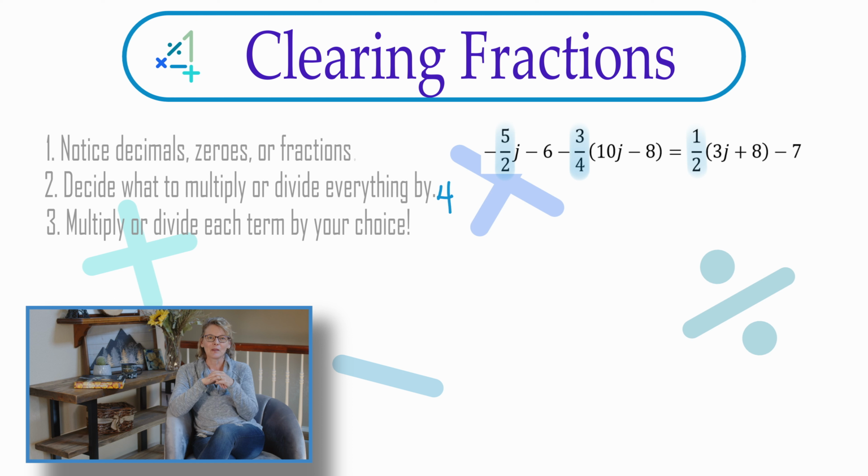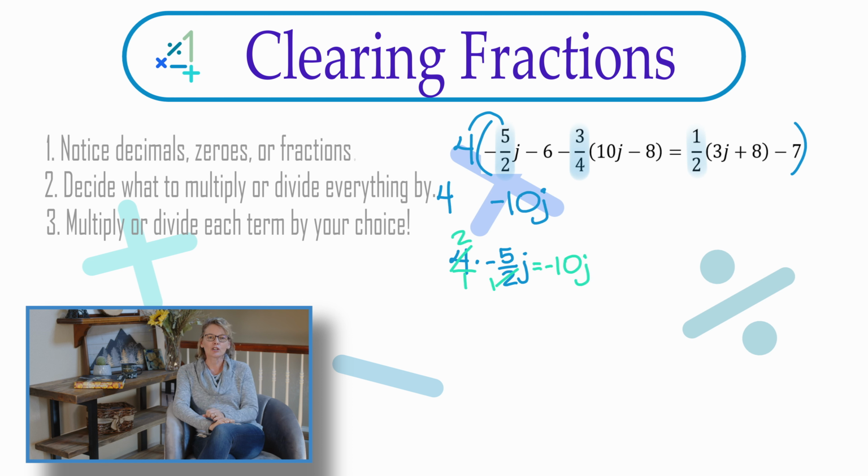Step 3. Multiply each term by the 4. I like to put the 4 in front with parentheses. 4 times negative 5 halves j, slash the 4 and 2, the 4 turns into a 2, then 2 times negative 5 is negative 10, and our j for negative 10j. 4 times negative 6 is negative 24 here.